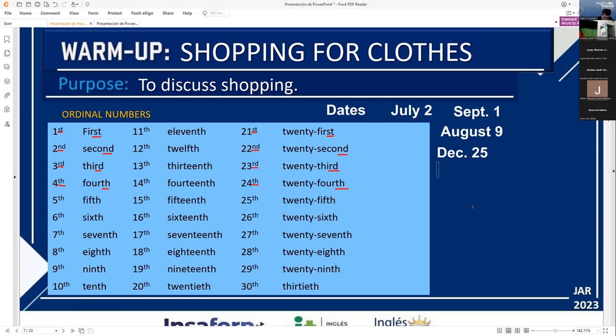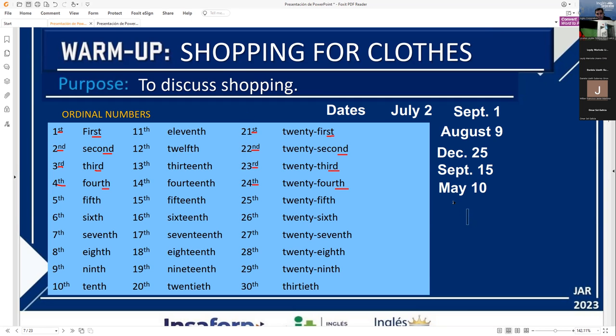What about September the 15th? September the 15th, what is that? Independence Day, right? Yes. And May the 10th? Mother's Day. And today is what? The Secretary's Day. Congratulations to all of the secretaries that are in our class. Okay. So today is April the 26th.